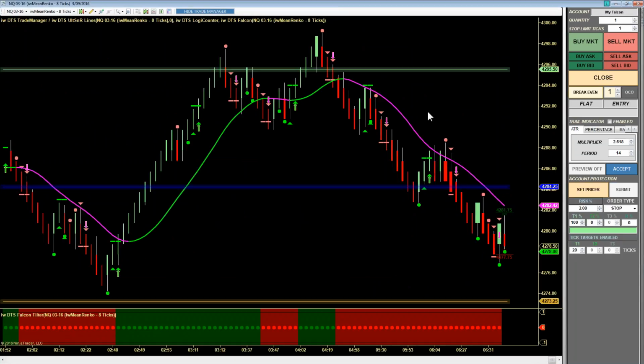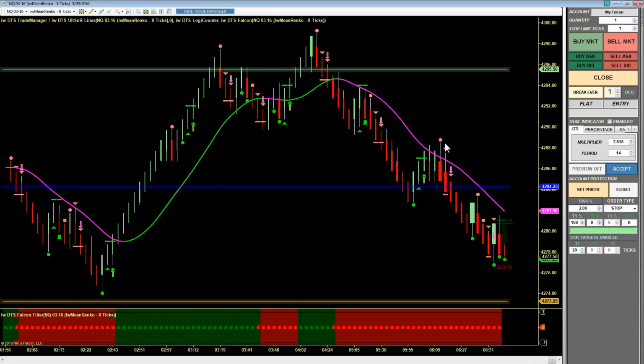All the signals develop the same way. First, when the signal parameters are being met, we're going to get this warning dot as well as an audio alert. So that draws our attention to the market. When all the signal parameters are met, we're going to get a triangle and a hash mark. And that tells us it's time to make a decision.